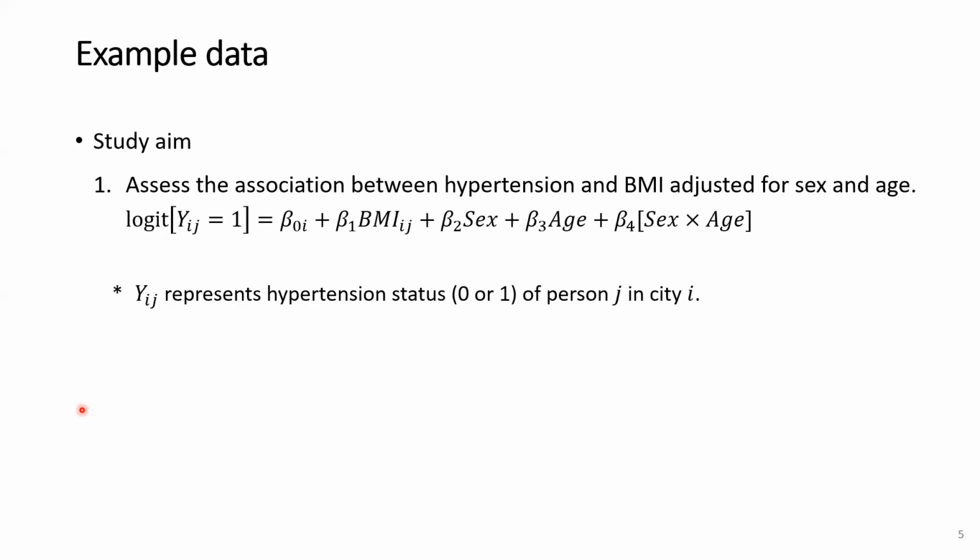The study aim for this example is to know the association between hypertension and BMI adjusted for sex and age. Here it says logit of P(Y_ij = 1), where Y_ij represents hypertension status, 0 or 1, of person j in city i.